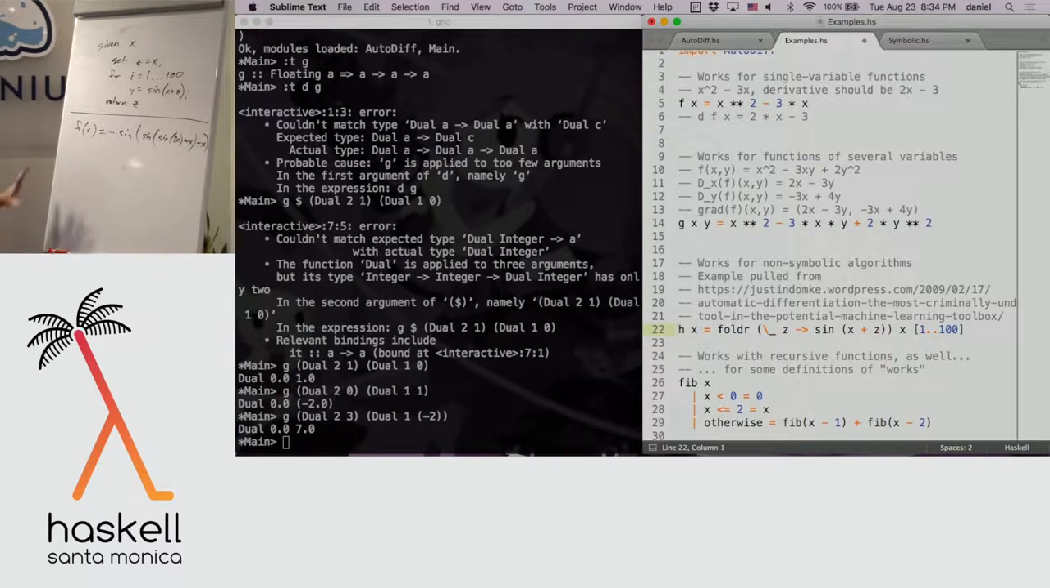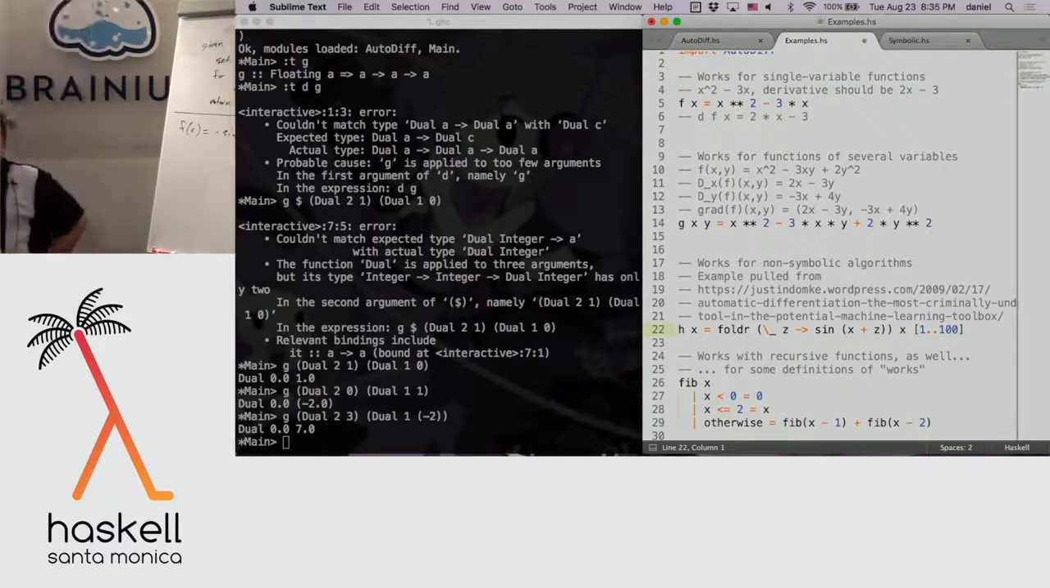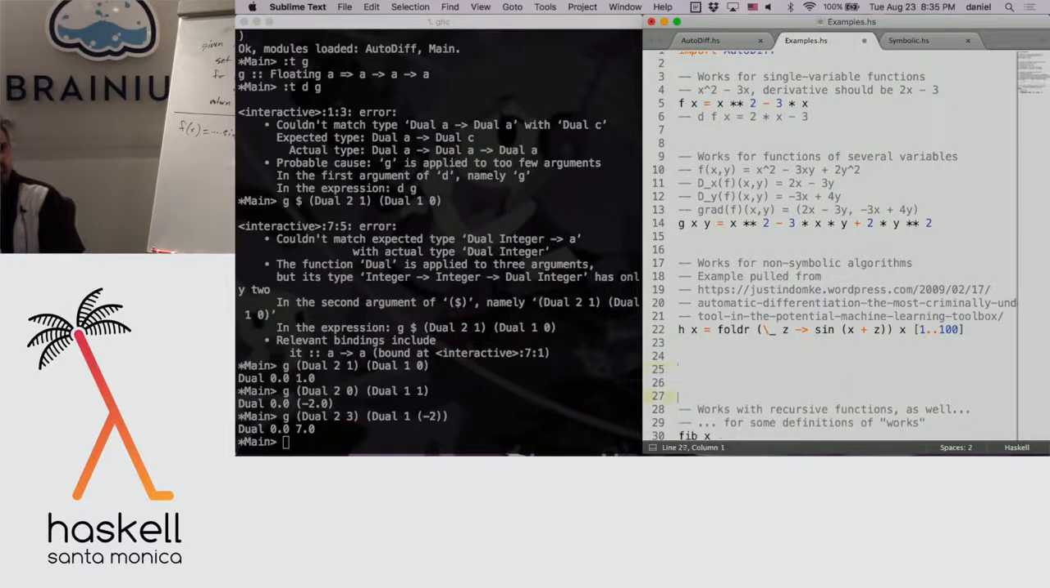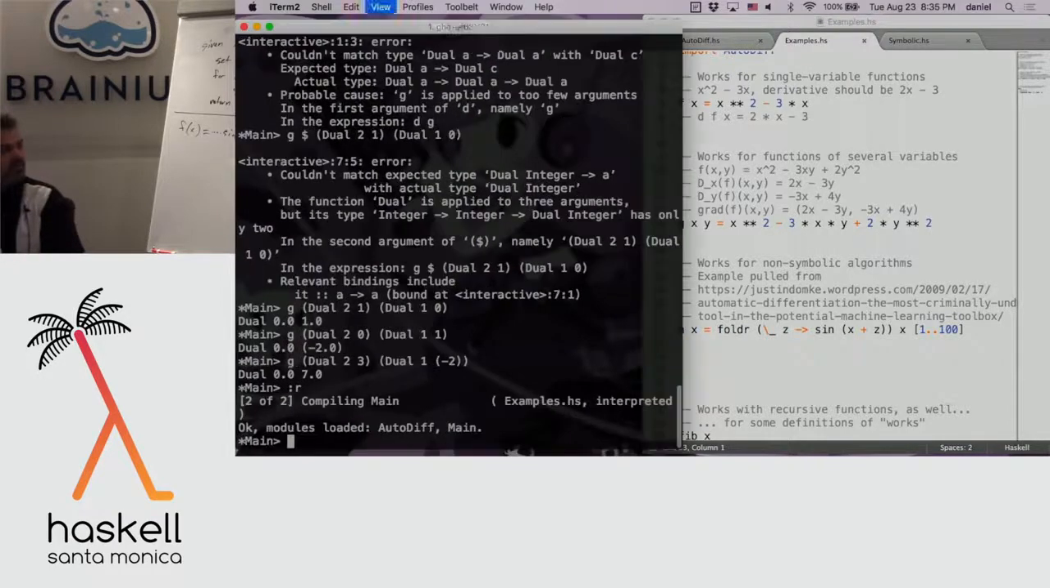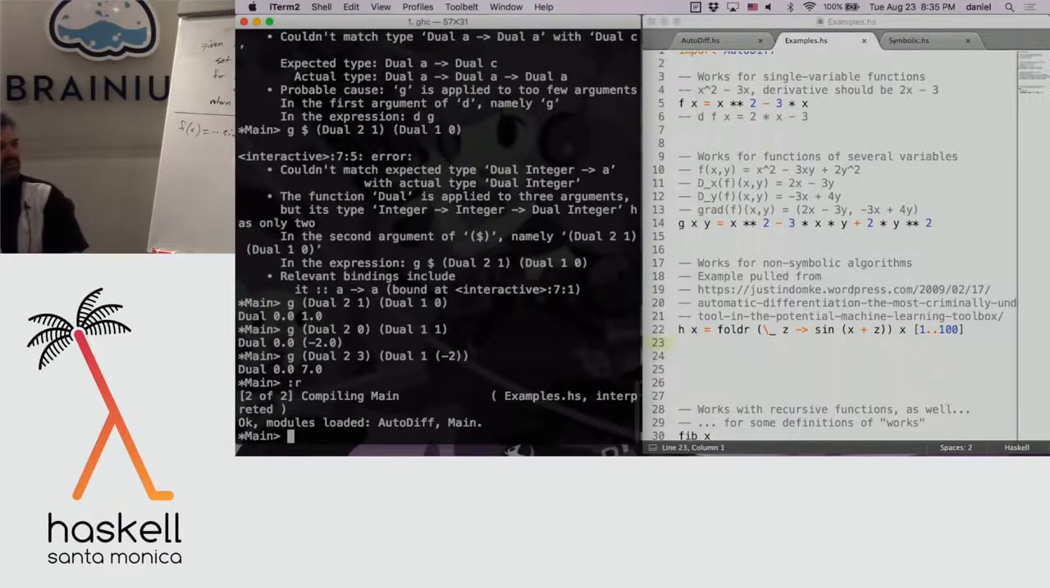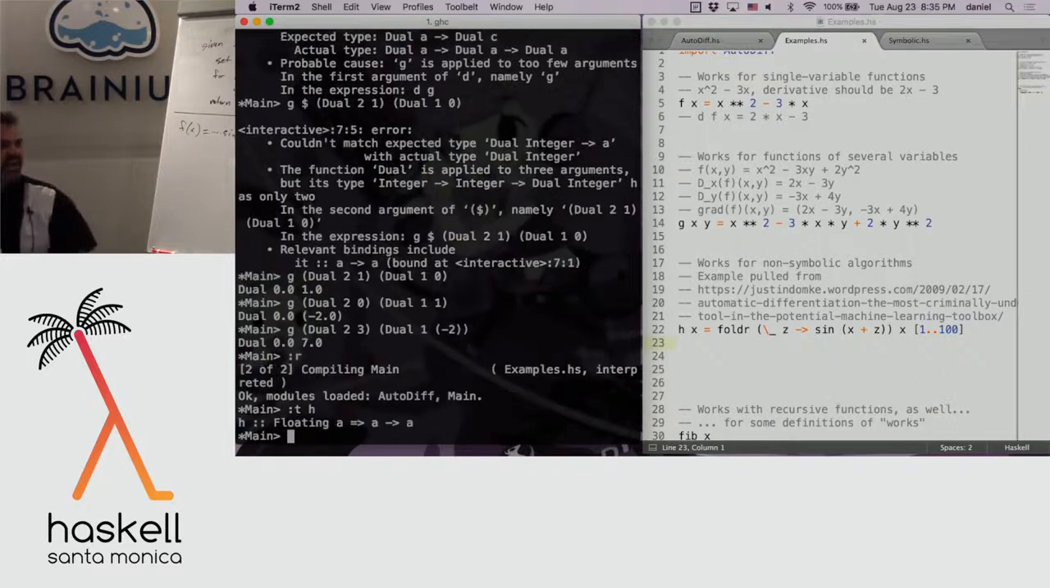So does that kind of make sense here? Okay? All right. Let's take the derivative of that. So let's see. Our function is called h. Let's go into GHCi. Everybody can see it? Okay, let's look at the type of h.